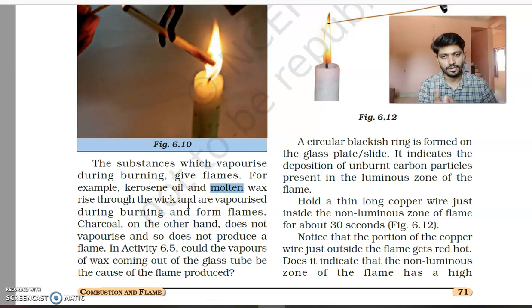But fuels like coal, when we burn them, do not get vaporized. Hence, when they are burned, they do not form a flame. So this is the reason why we have a flame when we burn a candle, but we do not have a flame when we are burning a piece of charcoal.